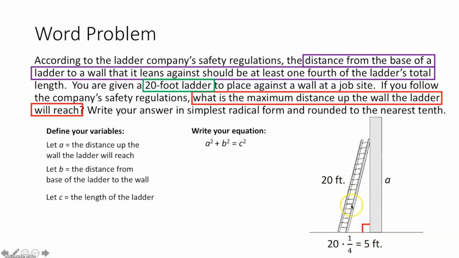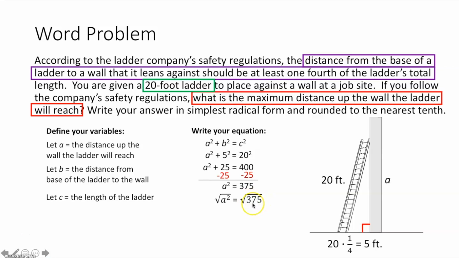So we know our C and our B, and we can figure out A now. Let's plug those in. 20 goes in for C, 5 goes in for B, and A is what we're solving for. We square each of these. We then solve for A by subtracting 25 on both sides and getting A squared is equal to 375. Then to get A by itself, we square root both sides. The square root and the square cancel each other out. And over here, 375 is not a perfect square.